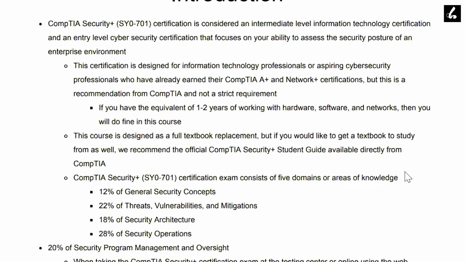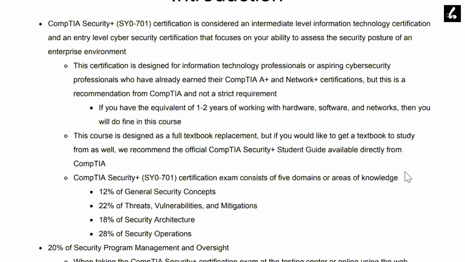So here the syllabus consists of 5 domains. First is general security concepts, which is 12% of the exam. Second is threats, vulnerabilities and mitigations, which is 22% of the exam. A vulnerability is nothing but a loophole in a system that should be patched. If your system is vulnerable, then a hacker can exploit that vulnerability to enter the system and get unauthorized access, right?